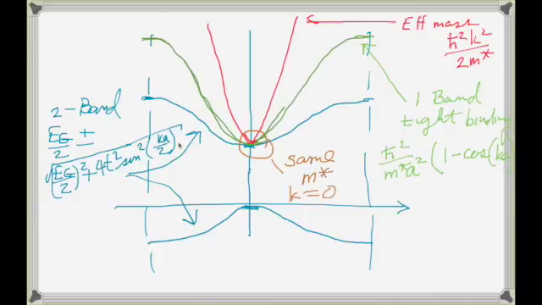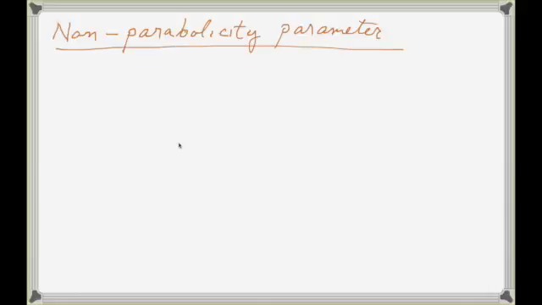I mentioned the density of states, but first let's talk about what people call non-parabolicity. And we'll derive something that's used very commonly in the literature from our two-band model called a non-parabolicity parameter. It's a cheap way to take into account the fact that the bands are really non-parabolic while keeping things as simple as possible. A parameter that defines how non-parabolic your model is.